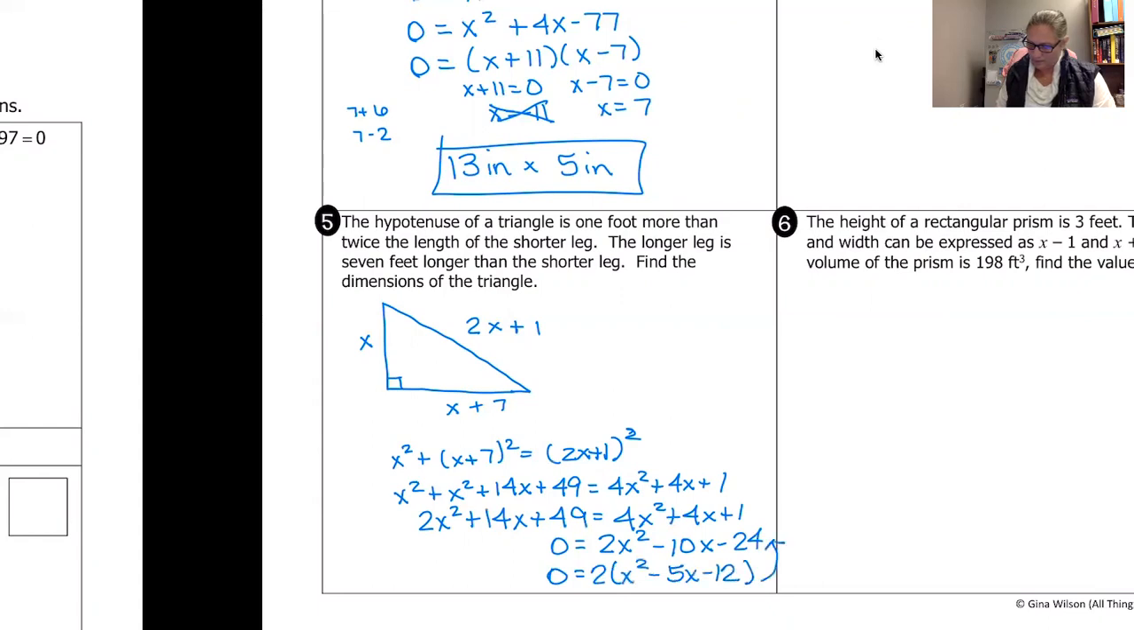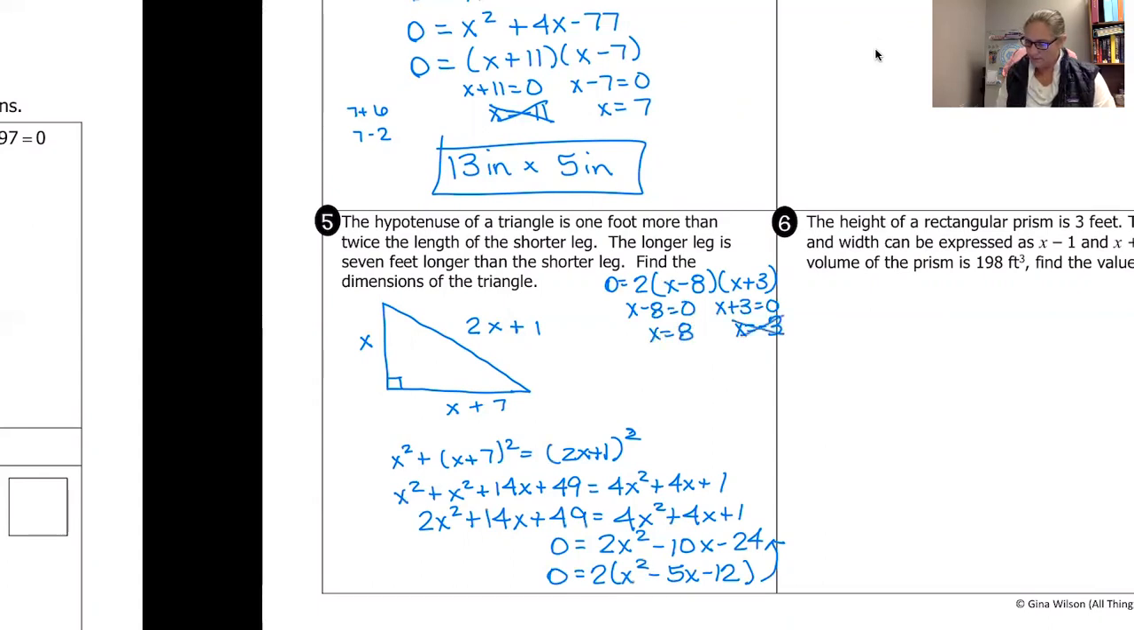I'm going to go up here to the top. So we have 2 times, that would be (x minus 8) and (x plus 3). So x minus 8 is 0, x plus 3 is 0. So x is 8, x is negative 3.